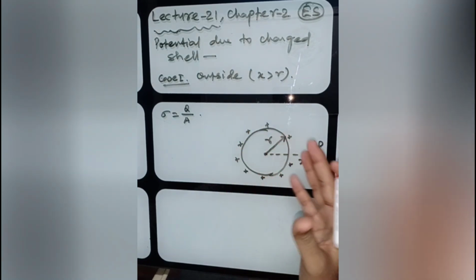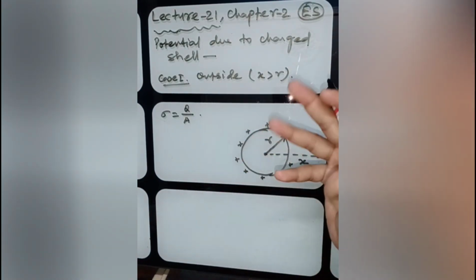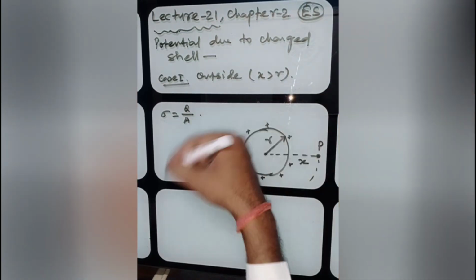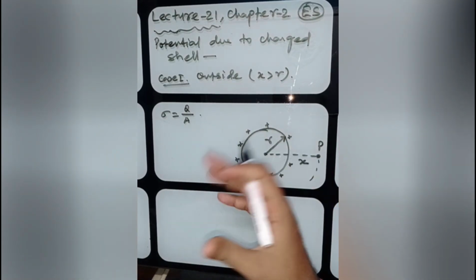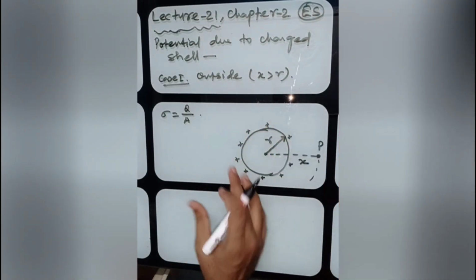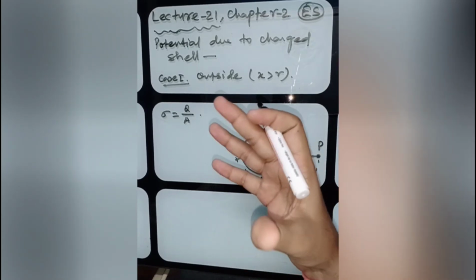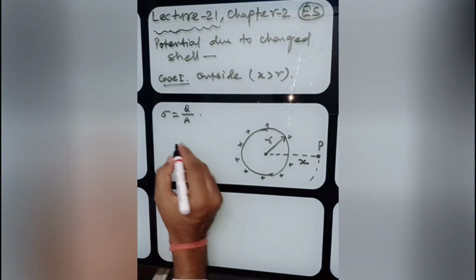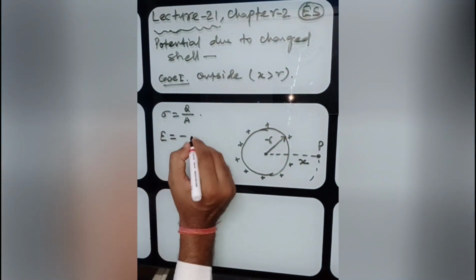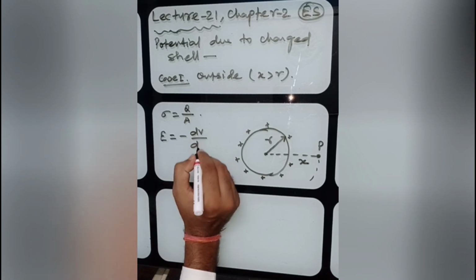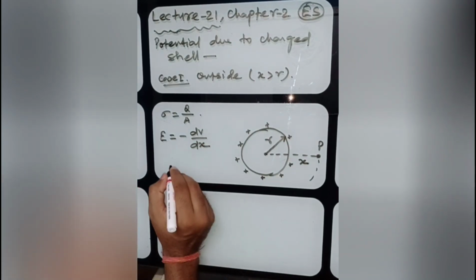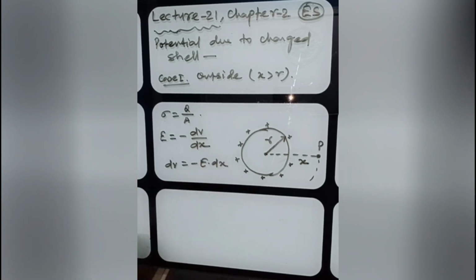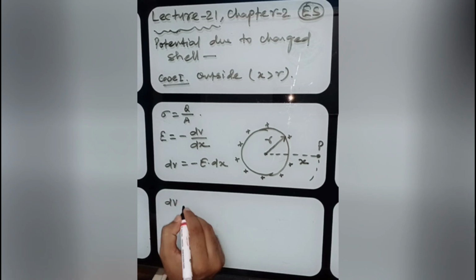How will we solve for the potential? As we have discussed, to find the electric field, we first draw the Gaussian surface and then conclude the electric field. We'll use here the relation between electric field and potential that we studied in the last lecture. As we know, electric field can be written as minus dV by dx, or dV is minus E dx. Am I right?